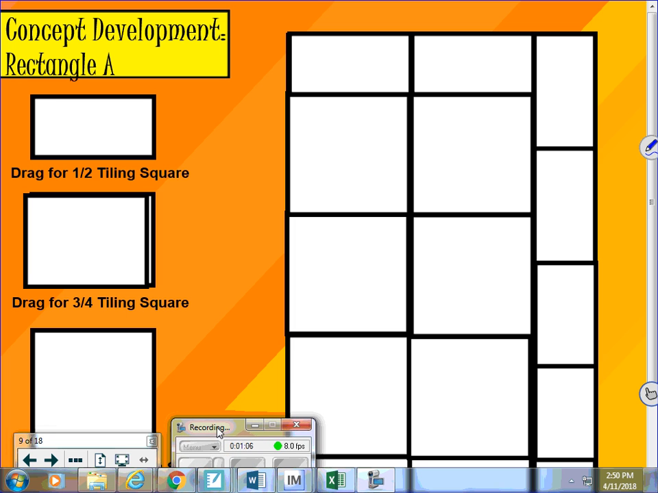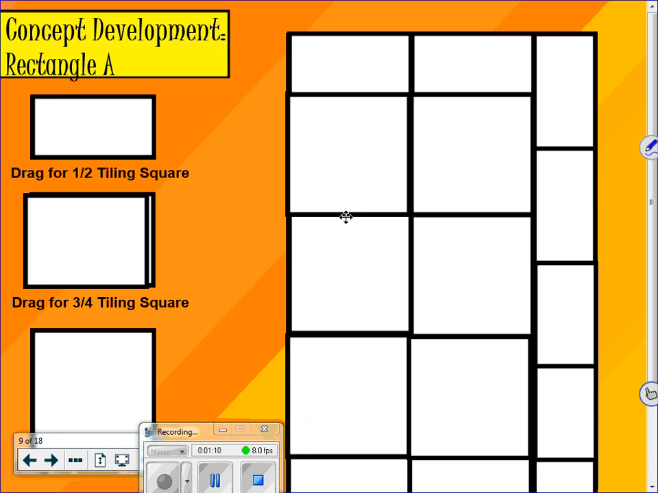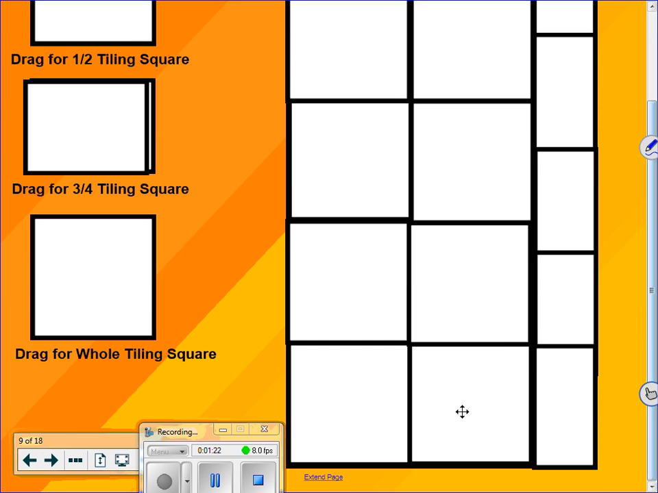So I went ahead today and I filled this in as I was waiting here for everything to load, so that way you wouldn't have to watch me move all of it. Don't worry, you get to watch the rest of them. And so this is rectangle A. So I started with my whole tiles and I built all the way up.